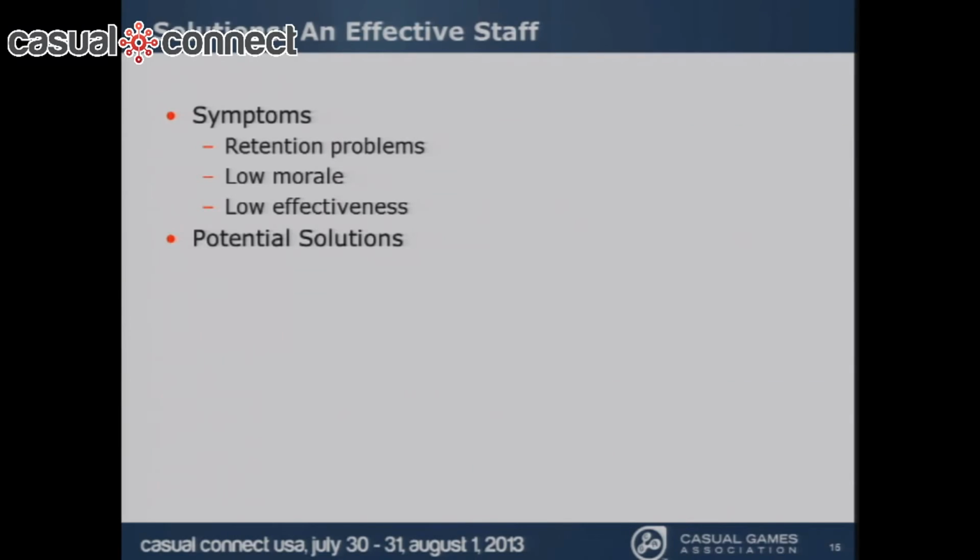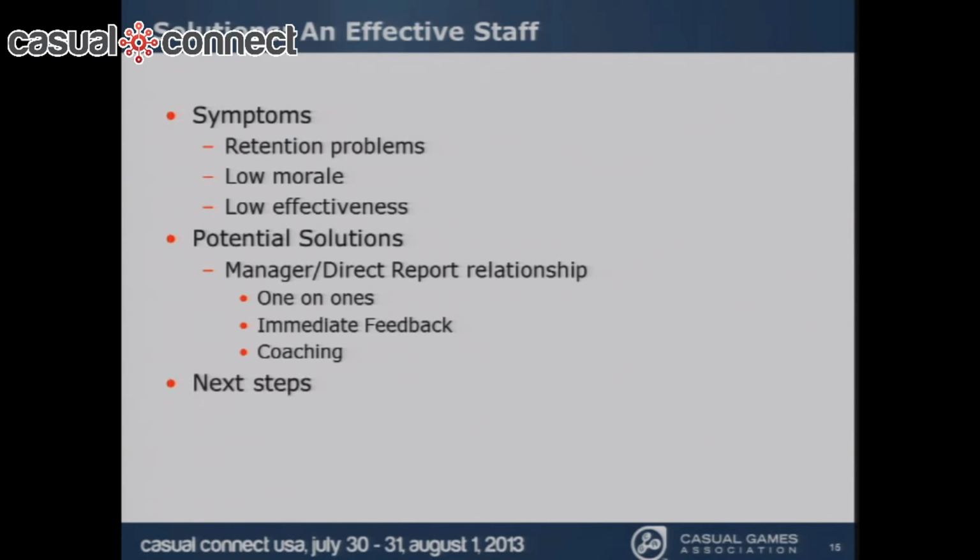Another solution for management: in a lot of small mobile startups and games there's no one who wants to be a manager, no one who's gone to management school. There's a lot of low-hanging fruit there. The manager direct report, right? That's a big corporate term, but having one person have a relationship with every employee, or have every employee have a relationship with their manager, have one-on-ones with immediate feedback coaching.